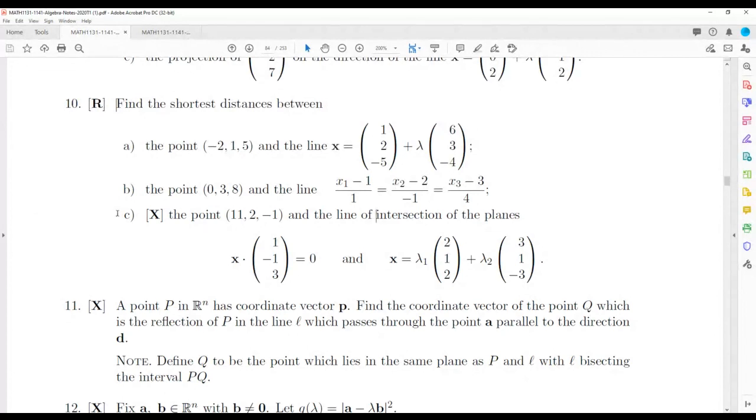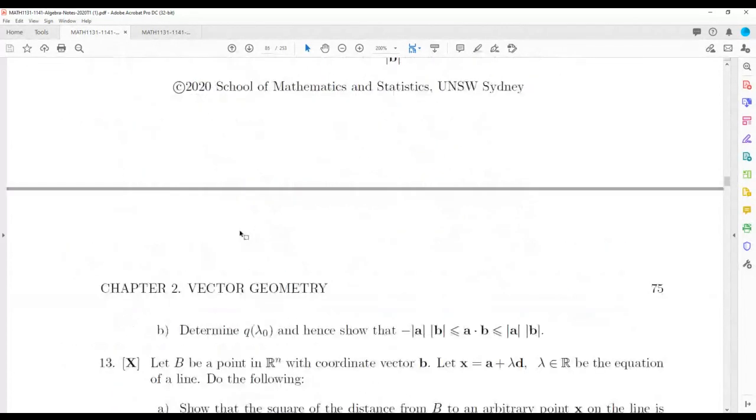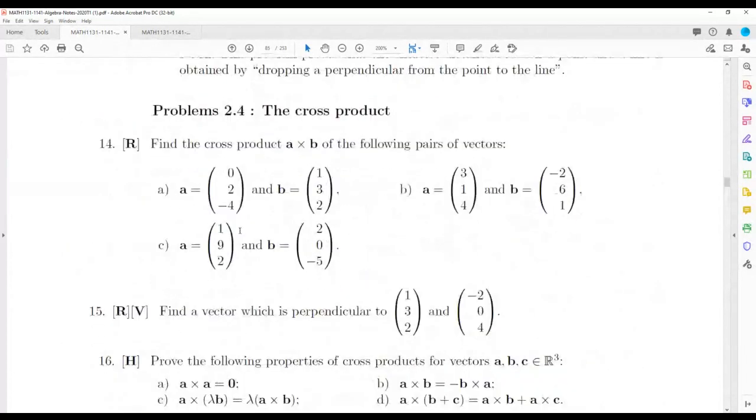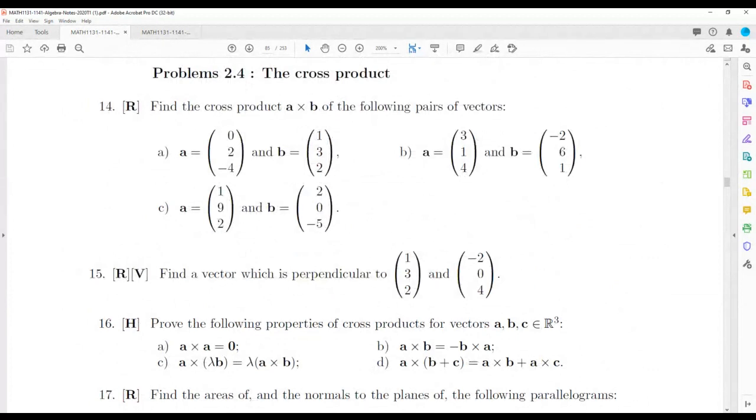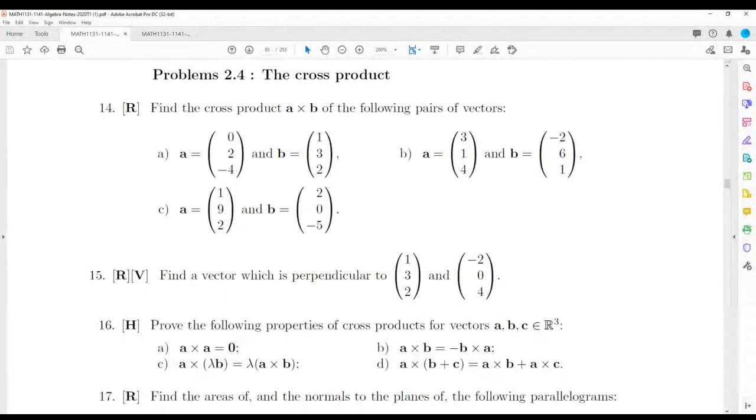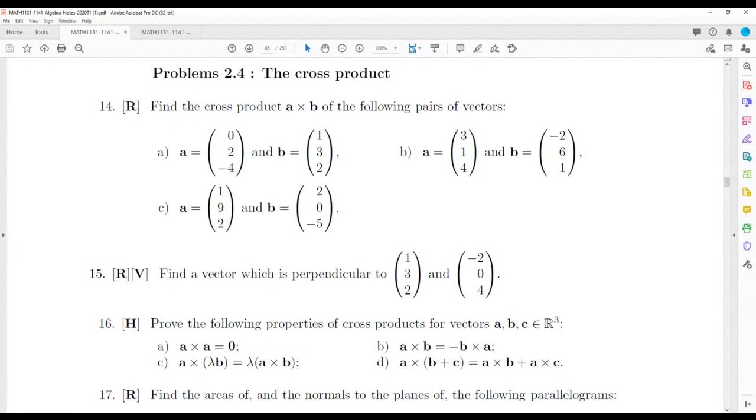Let's have a look at another question. So that's mostly dot product. Let's have a look at cross product. Okay, so we've got 2 vectors here, A and B, and they want us to find the cross product.